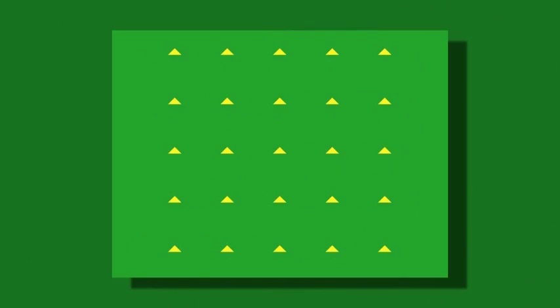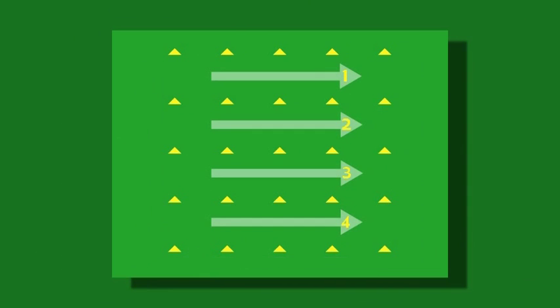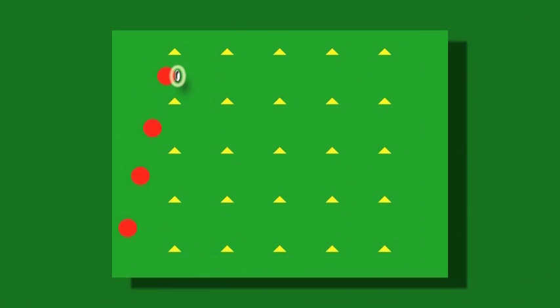The next activity, shown here, uses a 20 meter by 20 meter grid with 4 channels. The ball is passed laterally to the player in the 3rd channel, who then switches with the player in the 4th channel.